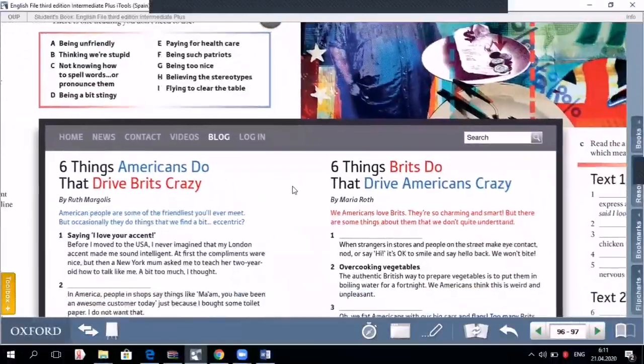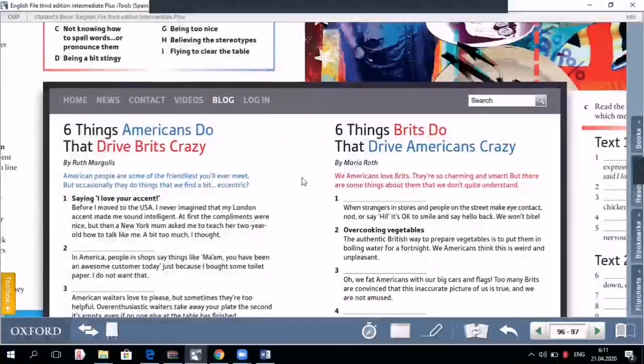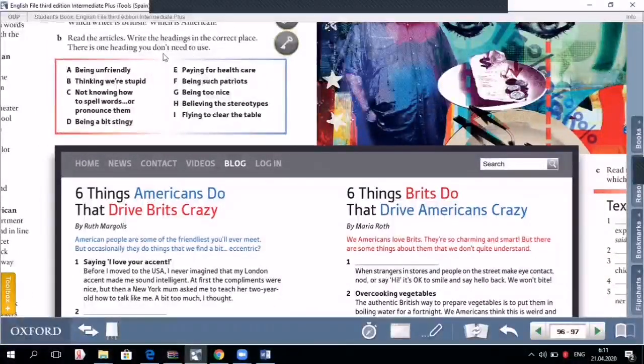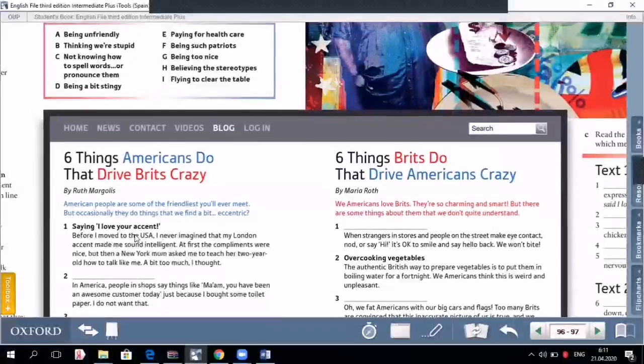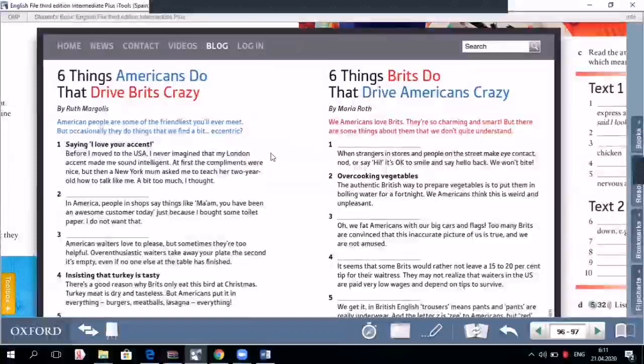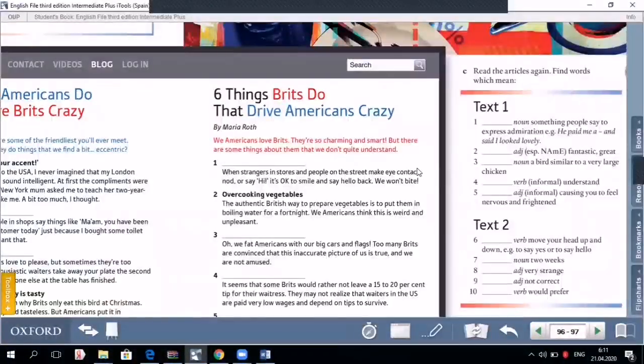Then here we have six things Americans do that drive Brits crazy. Then six things Brits do that drive Americans crazy. Two opposite sets of tips or information. And here you see some headings that you should put to this information. For the first, the author put the heading, I like your accent. Six things Americans do that drive Brits crazy. Then six things Brits do that drive Americans crazy. Brits, it's Britons, yes? I think at home you can read this information and put the headlines. They're very interesting, you see?